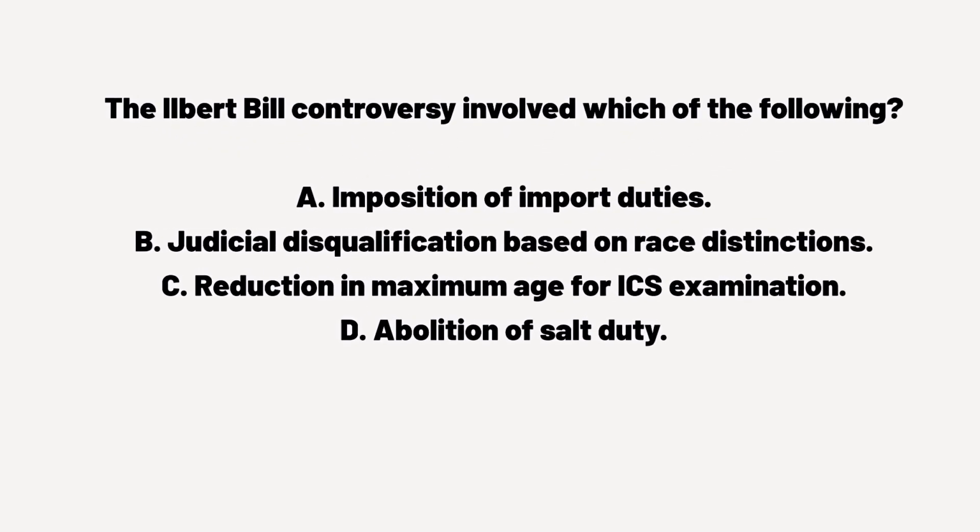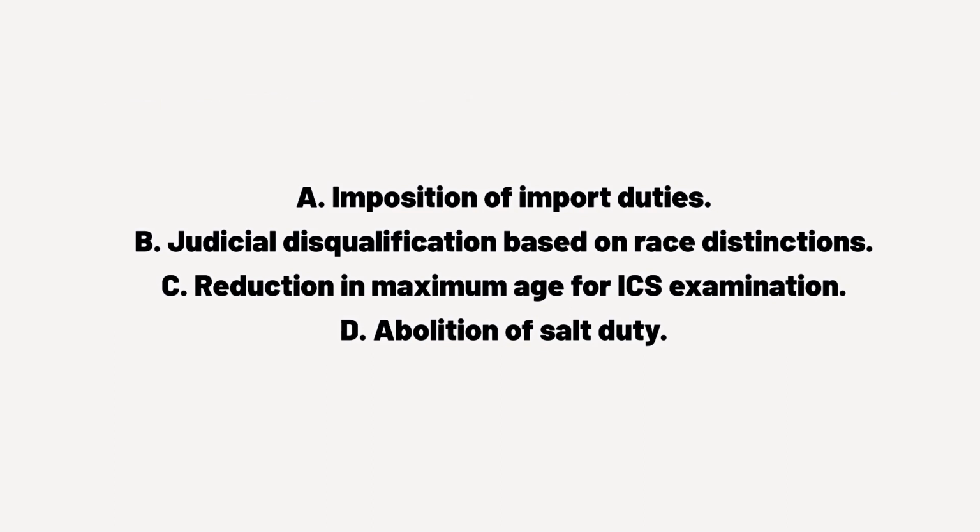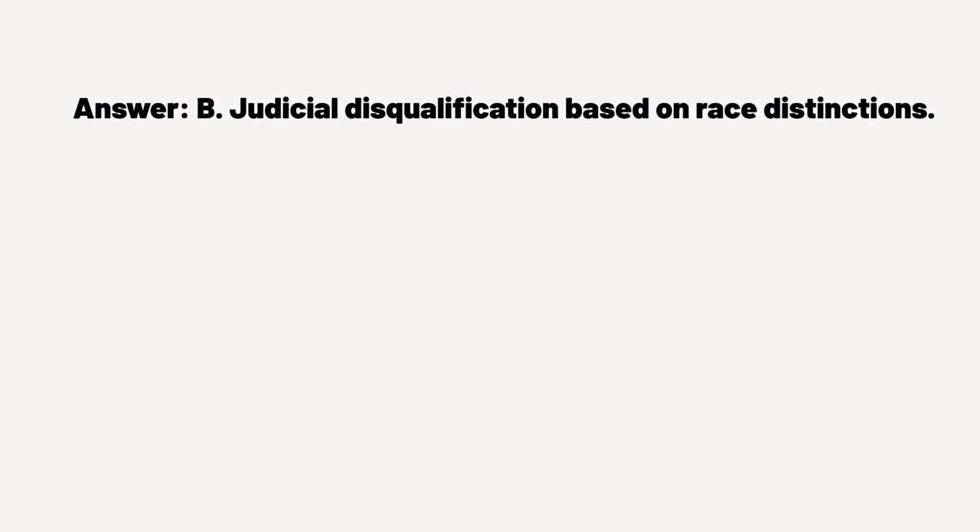The Ilbert Bill controversy involved which of the following? A. Imposition of import duties. B. Judicial disqualification based on race distinctions. C. Reduction in maximum age for ICS examination. D. Abolition of salt duty. Answer: B. Judicial disqualification based on race distinctions.